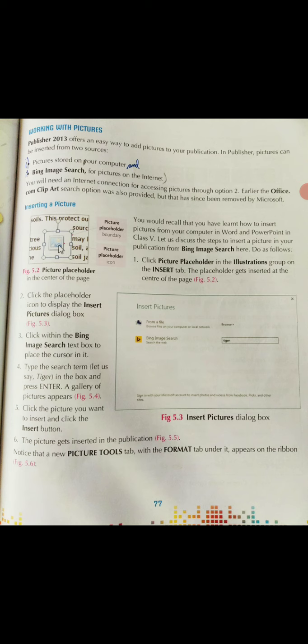Bing image search. And in the next line you will write Roman number 2. Bing, B-I-N-G, Bing, B capital, Image, I capital, I-M-A-G-E, image. Search, S-E-A-R-C-H, search for pictures on the internet.